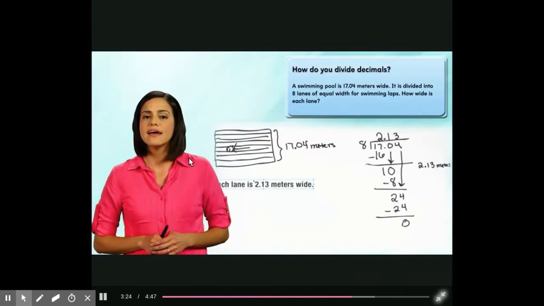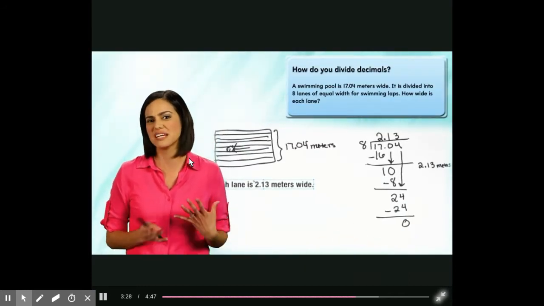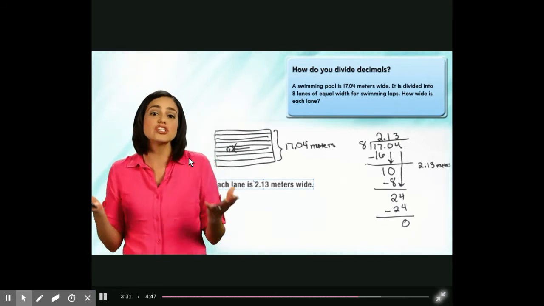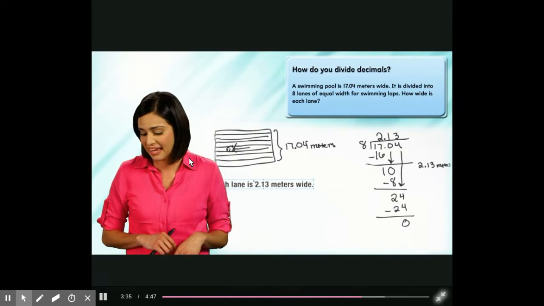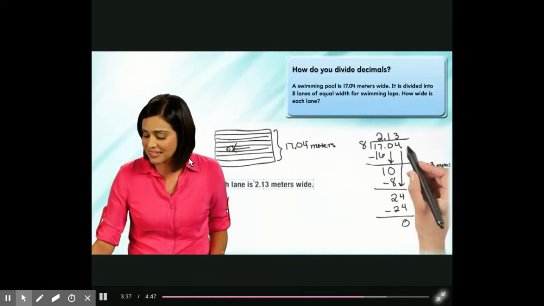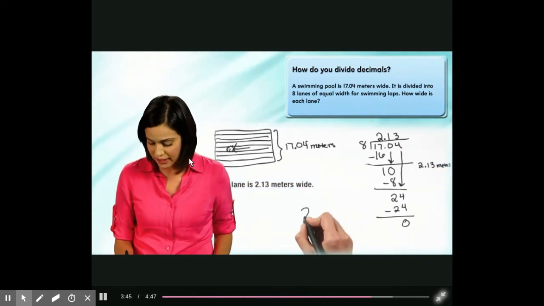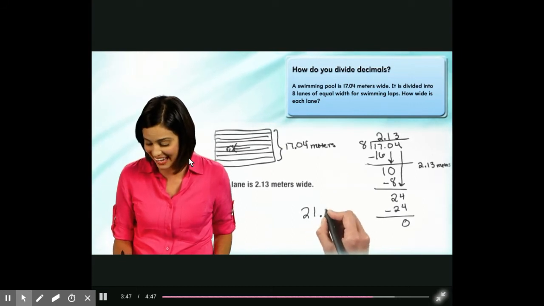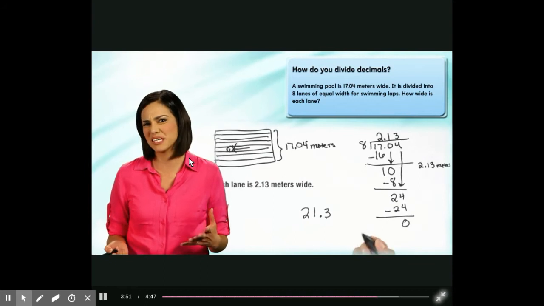Now, it's very important to think about whether your answer makes sense or not. Let's just say you happen to place a decimal point in the wrong place. And let's say you placed it here instead of here. And your answer was 21.75. If you got 21.75 meters, does that make sense?